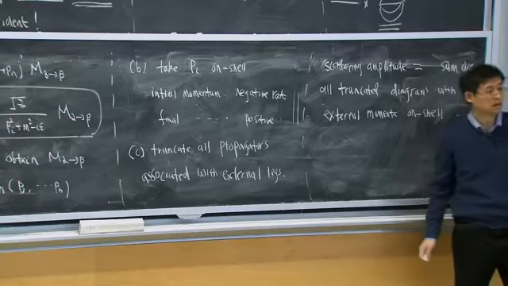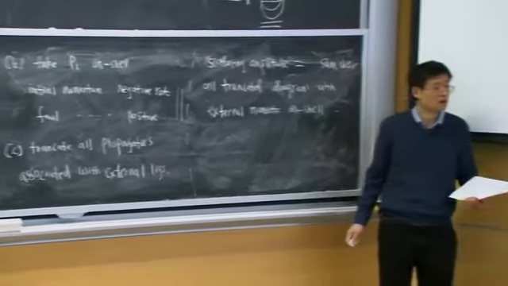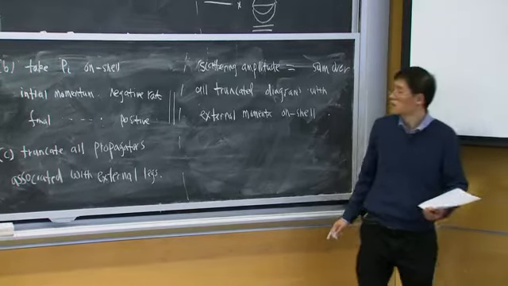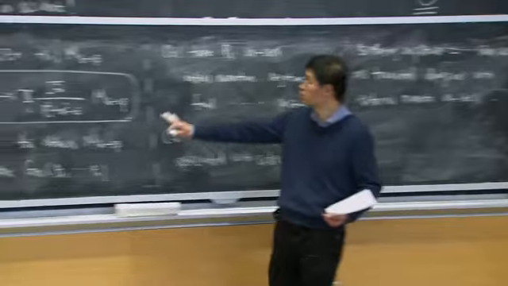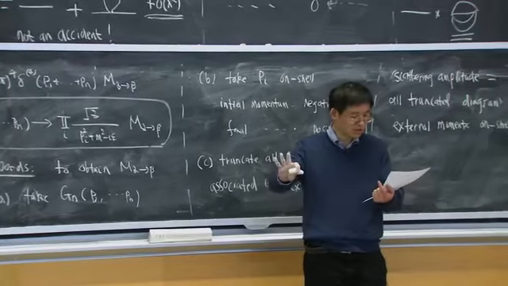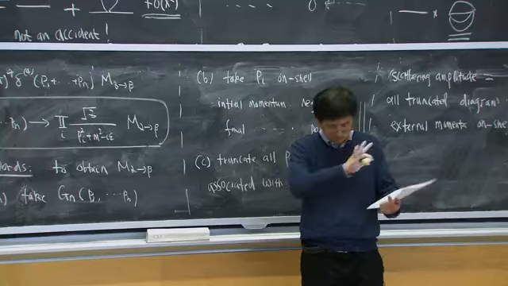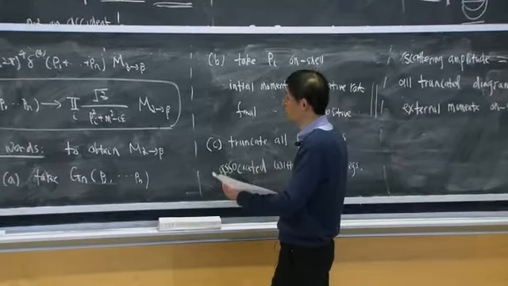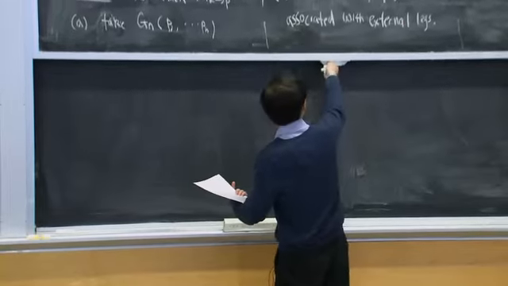Yes. Just to make sure I understand, when we say truncate, we mean divide Gn by this pi? You just do not include... Yeah, you will see explicitly. We just don't include all the external propagators. Let me give you an example, it will be clear.